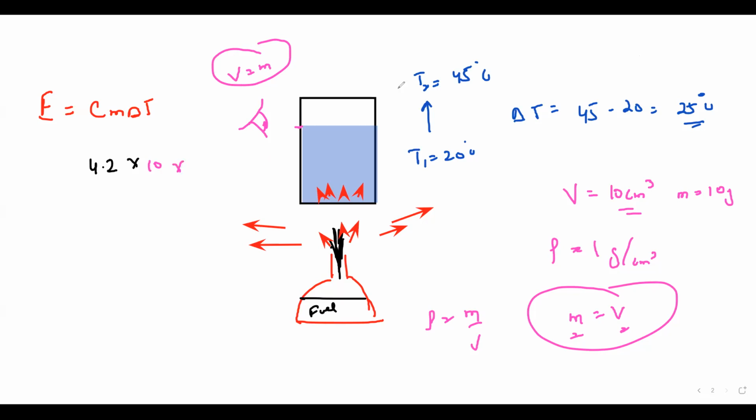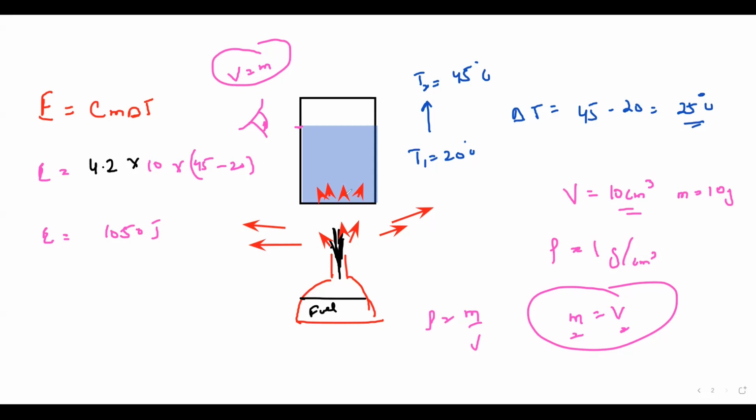Multiplied by the temperature change. In this example, the temperature changes from 20 to 45. So the temperature change is 25. So we'll multiply all these factors, 4.2 into 10. So that is 42, and 42 multiplied by 25. That is 1050.